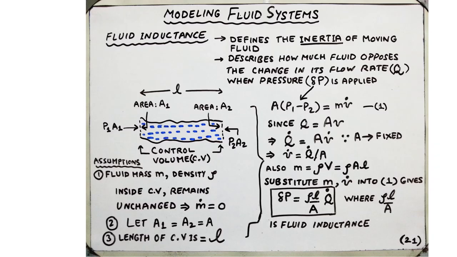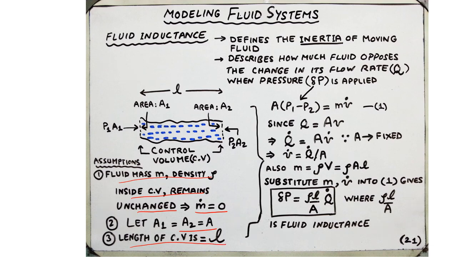Then we're going to make some further assumptions. The fluid mass and the density inside the control volume remain unchanged. This is a very important assumption. Essentially, we are saying that the rate of change of mass inside the control volume is 0, which was not the case when we were trying to derive the expression for the capacitance. We also assume that the two cross-sectional areas on the left and the right-hand side of the fluid are the same, equal to A. And lastly, the length of the control volume is taken as small l.